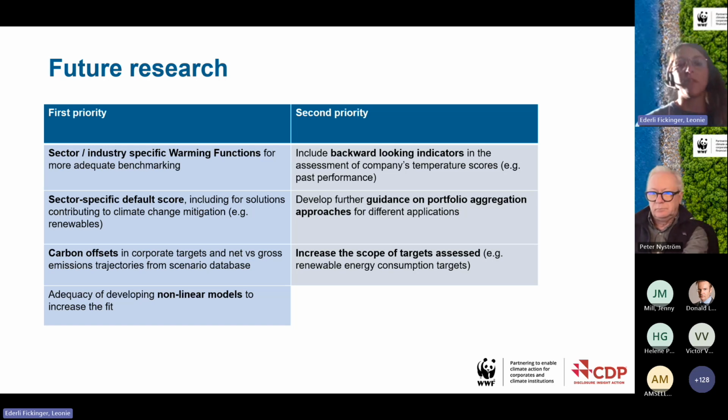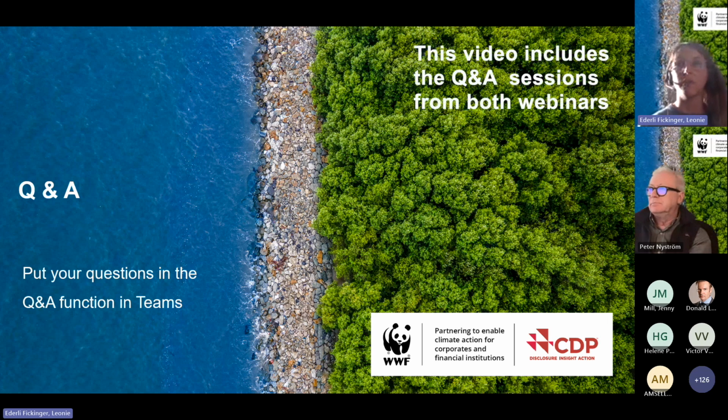Other topics of interest include the potential adjustment of the temperature score when considering past performance. We also look into increasing the scope of targets that the methodology can assess today, so meaning going beyond only greenhouse gas reduction targets, which is the case today, and potentially develop further guidance on different ways to aggregate temperature scores to the portfolio levels. So again, these are just a few topics that we aim to address. You can find a more comprehensive list in the methodology document. And with that, I will now roll into the Q&A session. So we have a good 10 minutes left for that.